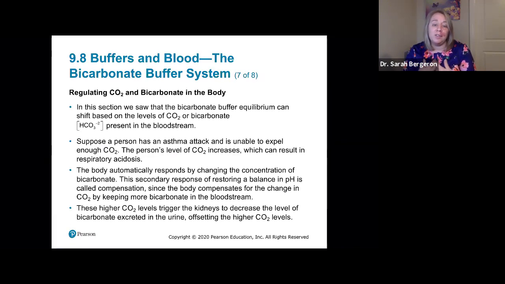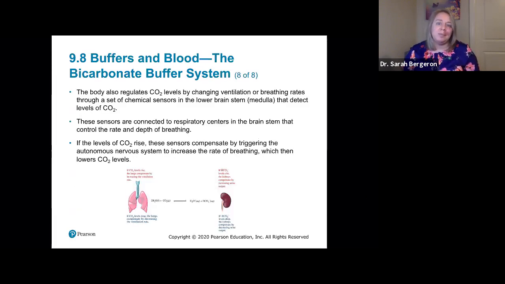And if you do start this compensation, right, then you're also going to probably trigger the kidneys to decrease their level of bicarbonate, right? And then you'll actually buffer your blood that way. So either way, if you have too much or not enough CO2, your body can adjust a little bit, not a whole lot, but enough that you'll keep that normal physiological pH, right?